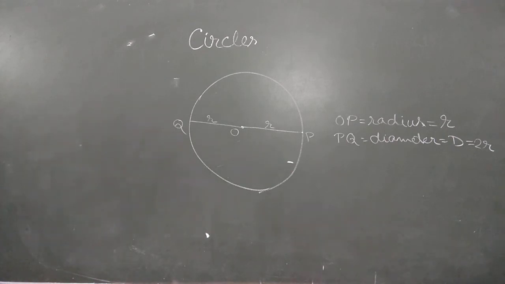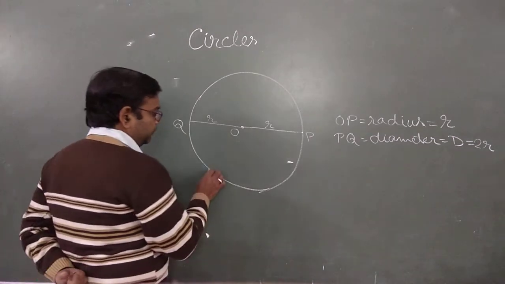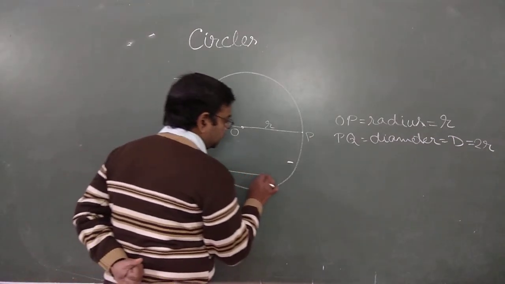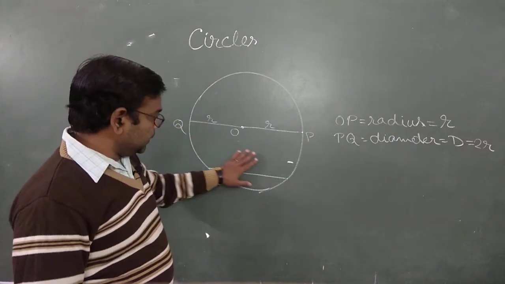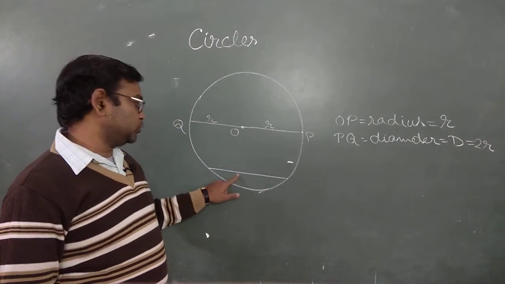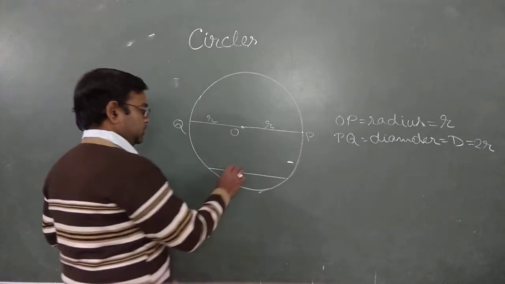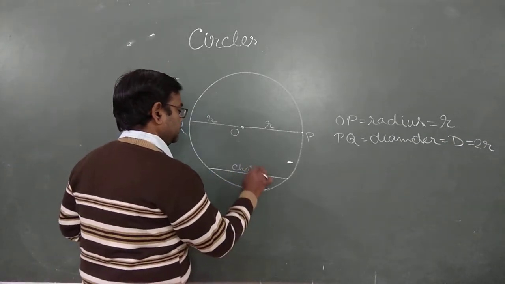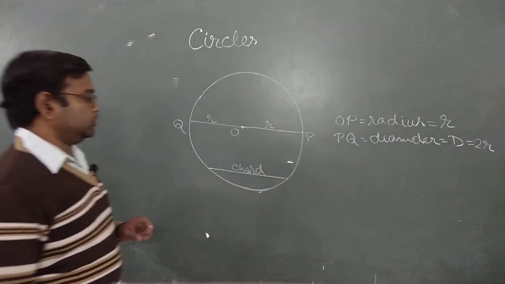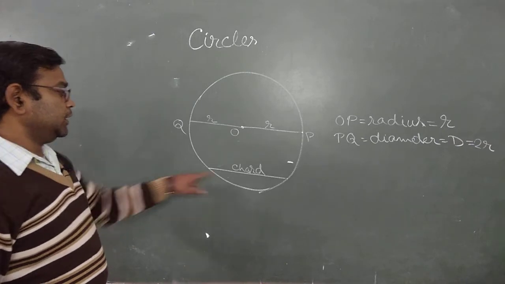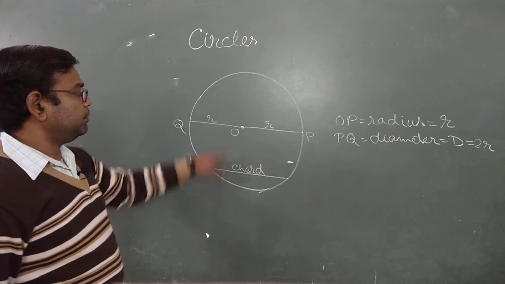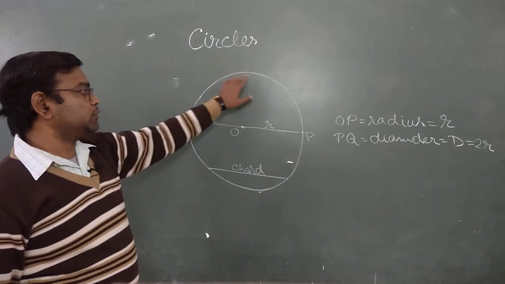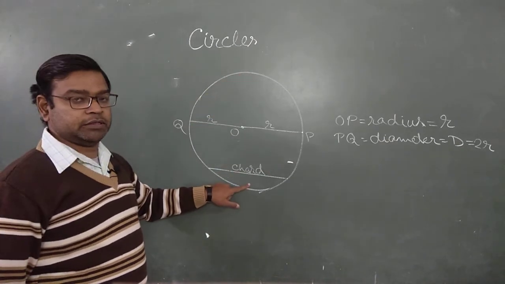Now move to the next part. Any line segment which joins two points of the circumference and passes through the interior region of the circle is known as a chord. This is your chord. Any one line. Clear? So in this case, this line is a chord. It may pass through anywhere in the interior region, from one point of the circumference to another.